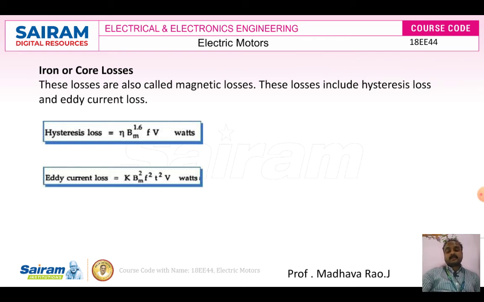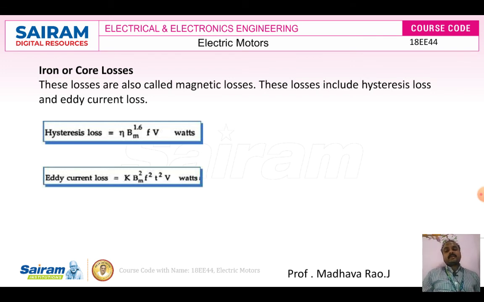The hysteresis loss formula is eta Bm power 1.6 f V watts. Hysteresis loss is proportional to magnetic flux density and frequency. Similarly, eddy current losses also depend on the magnetic flux density and frequency. The formula of eddy current loss is K into Bm square f square t square V watts. Hysteresis and eddy current losses are measured in watts.